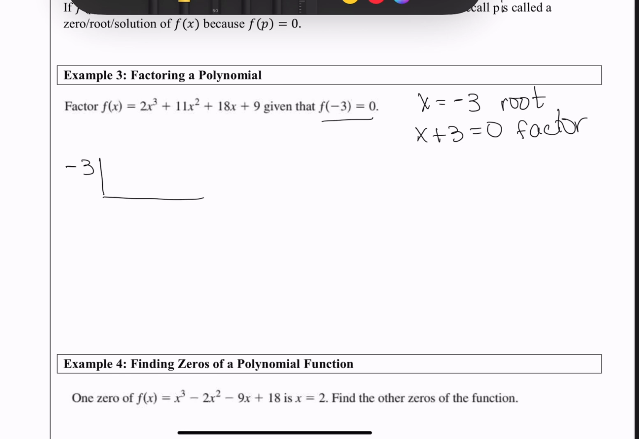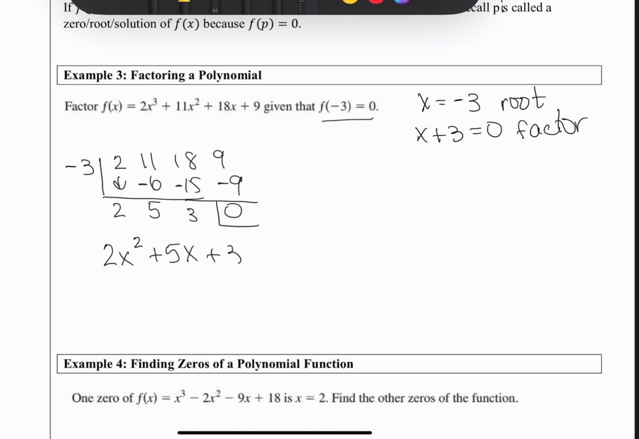So I'm going to make sure that every single term is accounted for. I'm going to do the coefficients 2, 11, 18, and 9. Bring down the 2, multiply. Okay, I in fact do get a 0 as my remainder. So this is going to now leave me with the polynomial 2x squared plus 5x plus 3.